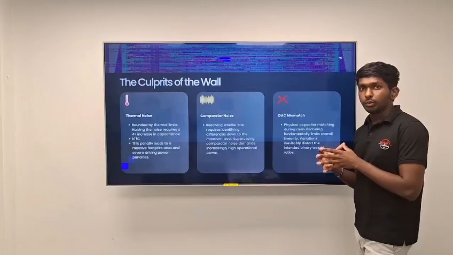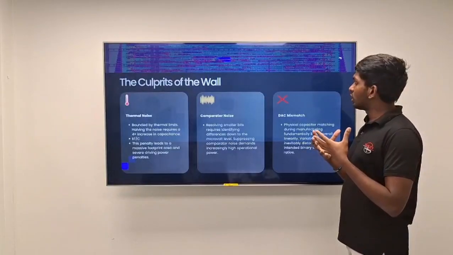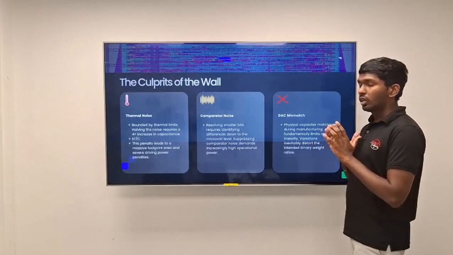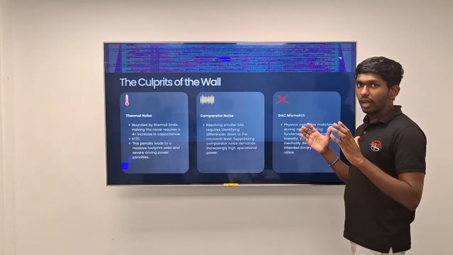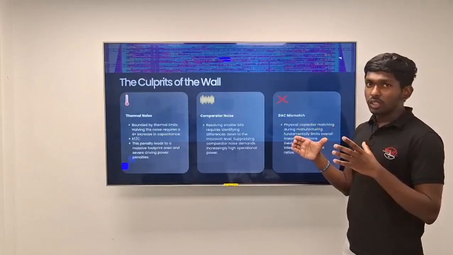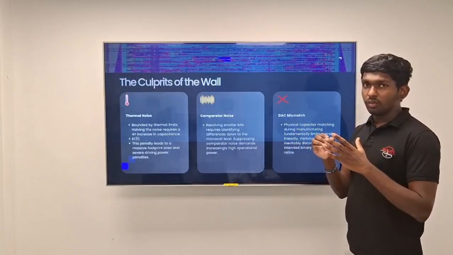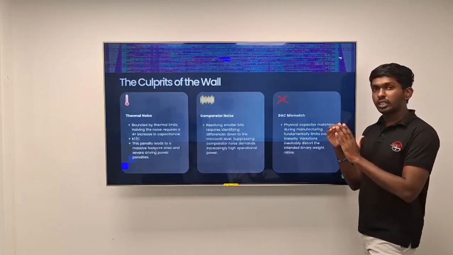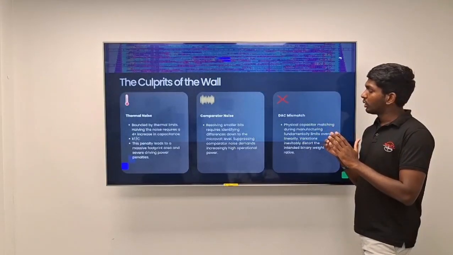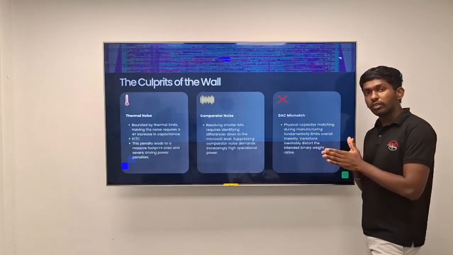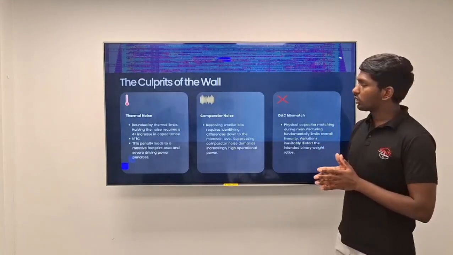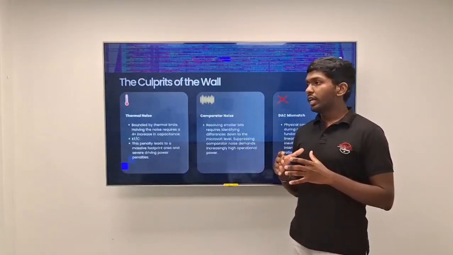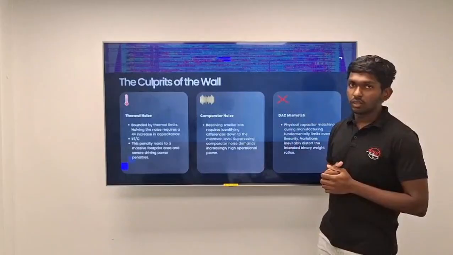Then finally, the DAC mismatch. Usually for 14 to 16 bit resolution, we really need to have a large number of capacitors, and to design those with precise accuracy, we have to look at severe capacitor matching techniques. If we fail to do that, that will result in non-linear responses. So these are the main reasons that SAR ADC fails at high effective number of bits.